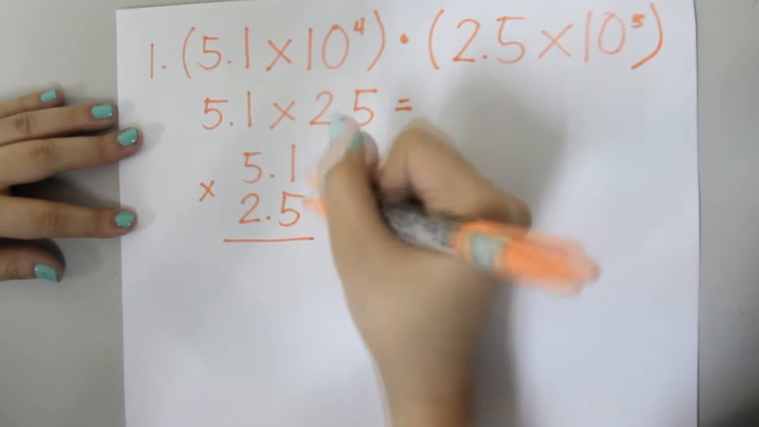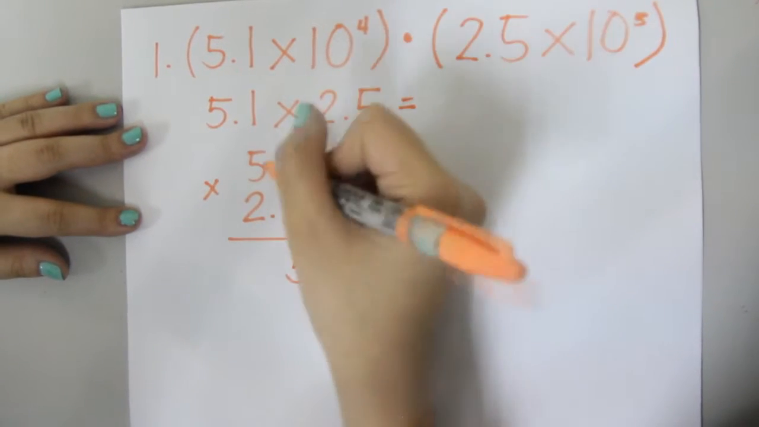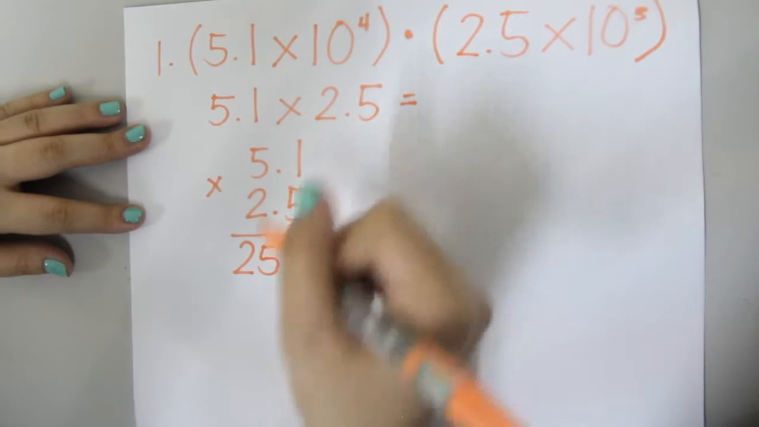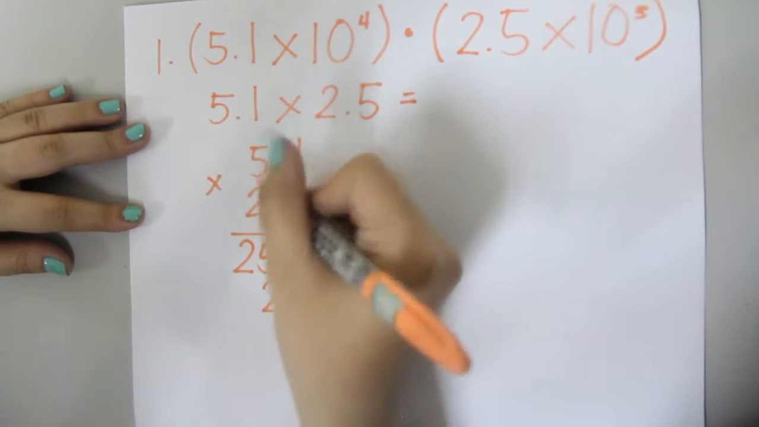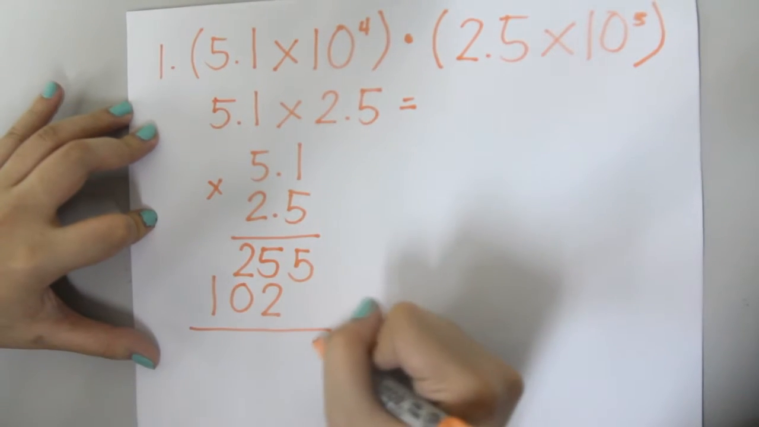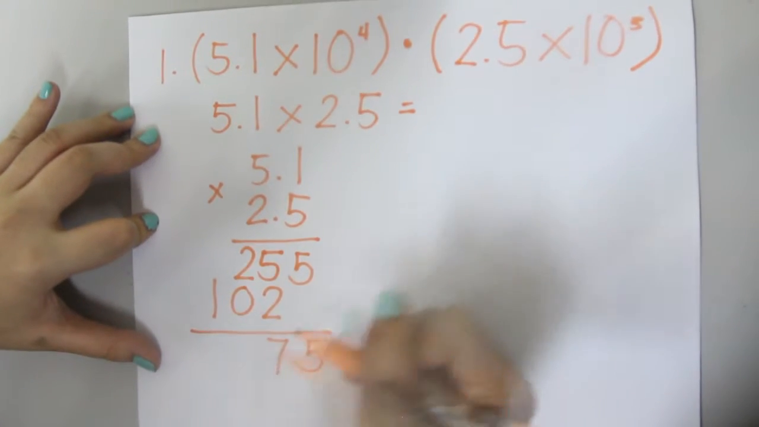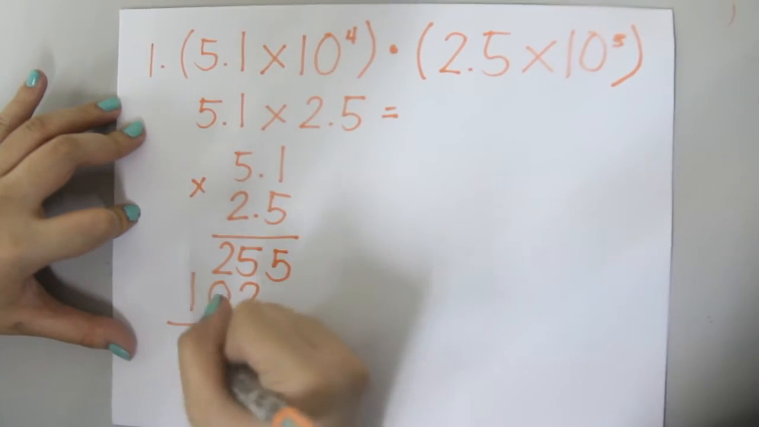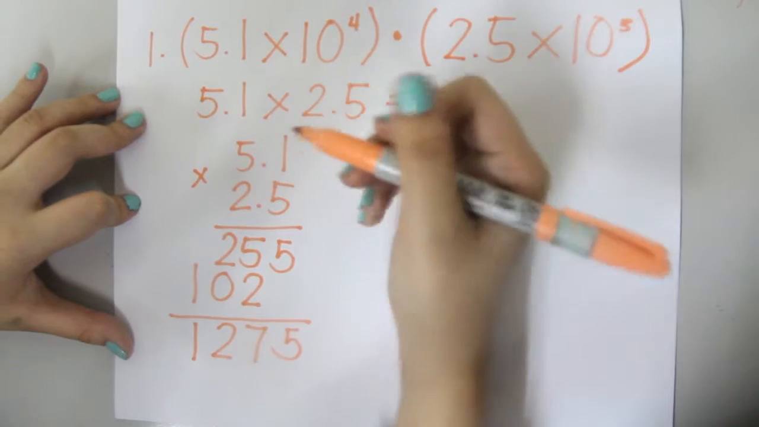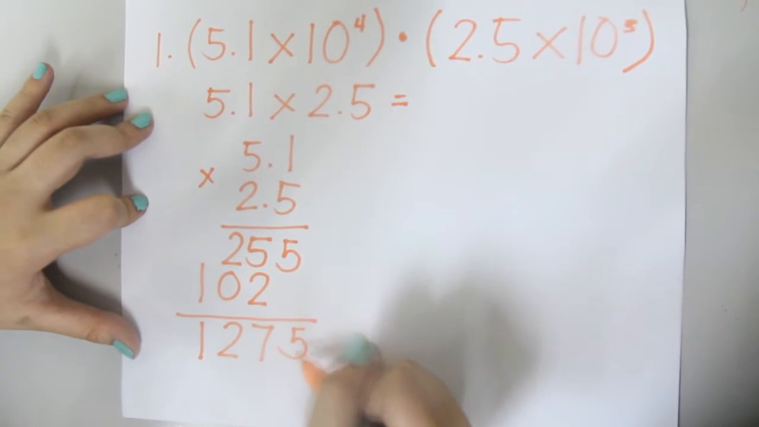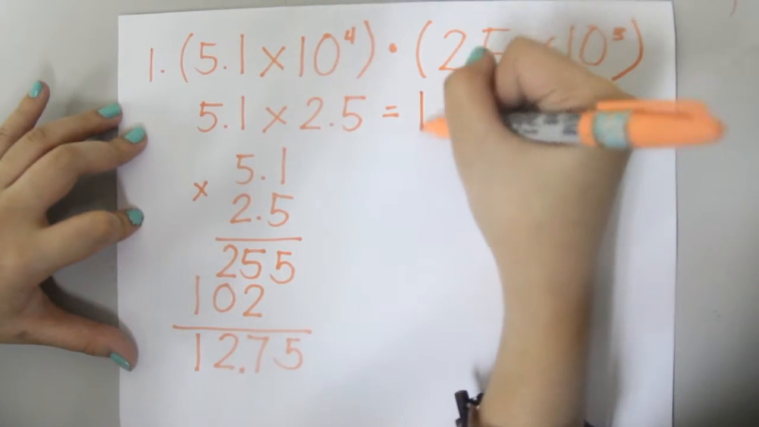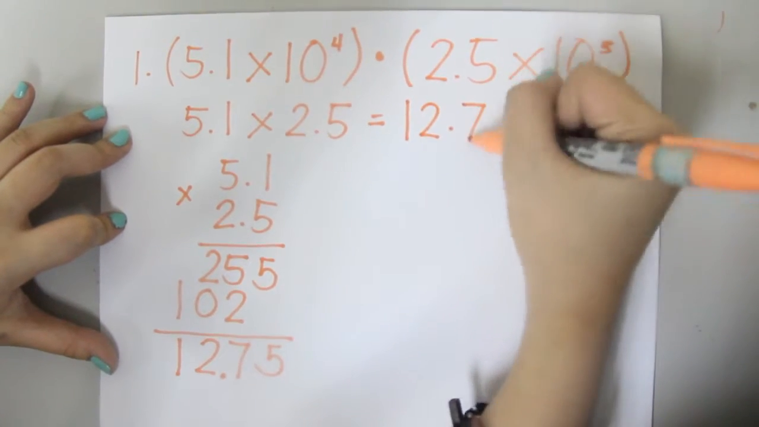Let's multiply. 5 times 1 is 5. 5 times 5 is 25. 2 times 1 is 2. 2 times 5 is 10. Let's add these. Bring down 5. 5 plus 2, 7. 2 and 1. Okay, here we go. 1 and 2, that's the decimal places. So 5.1 times 2.5 is 12.75.